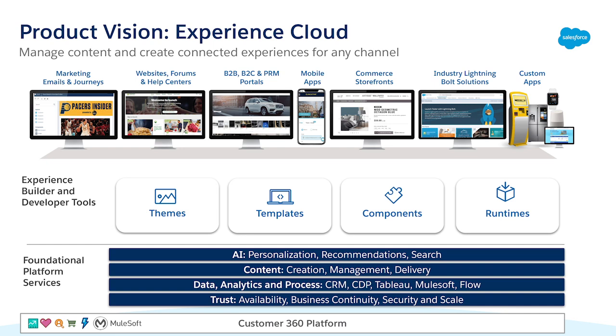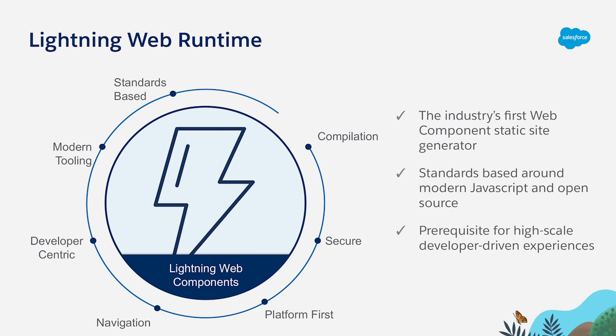Whether it's websites, mobile apps, or even commerce storefronts, we've grown the platform to capture even more value for our customers. That's why we started building Lightning Web Runtime for Experience Cloud over 3 years ago. We took a page out of the Lightning Web Components playbook and built a platform that is ES-Next standards-based, supports modern tooling, and is incredibly developer-centric. But at the same time, we wanted to ensure it was platform-first and secure so you could safely use your CRM and CMS data at scale.